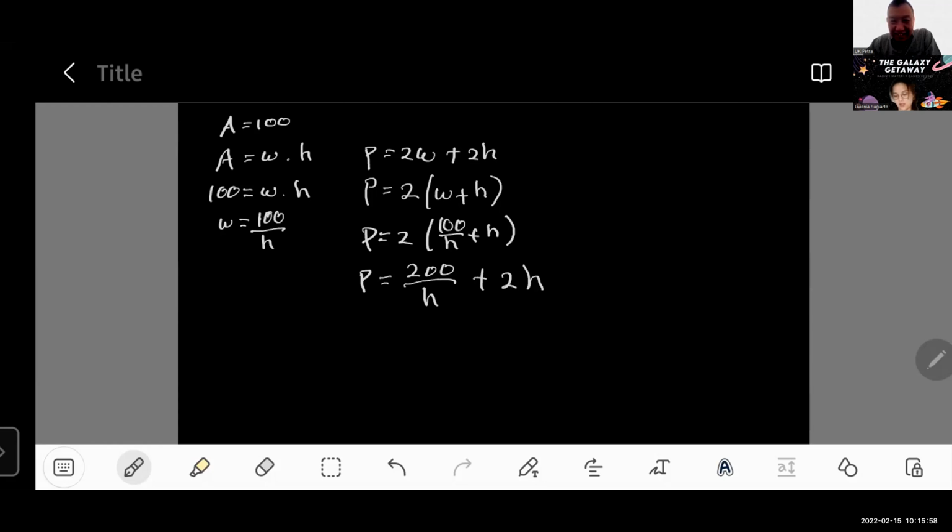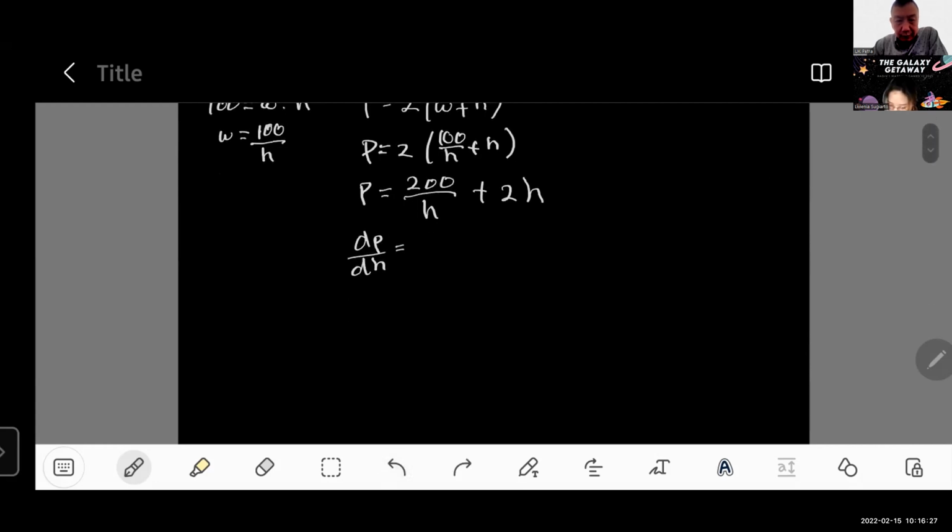we can take the derivative, right? Yes, you can take the first derivative to make it optimum, right? So the derivative is dP dH, right? And then you set it to 0, yeah? That means that this one is dP dH equal to 0.